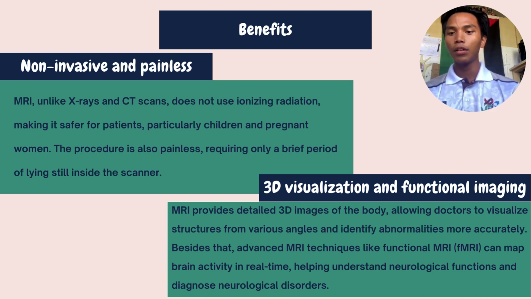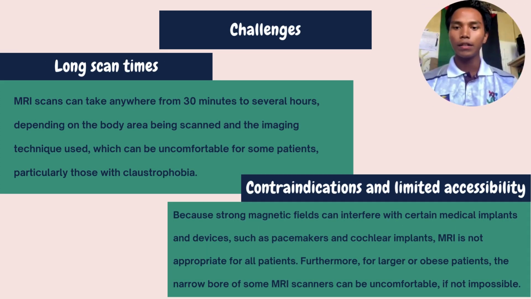Second is 3D visualization and functional imaging. MRI provides detailed 3D images of the body, allowing doctors to visualize structures from various angles and identify abnormalities more accurately. Besides that, advanced MRI techniques like functional MRI can map brain activity in real time, helping understand neurological functions and diagnose neurological disorders.